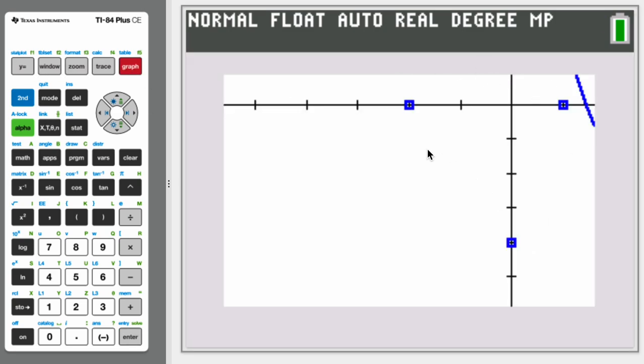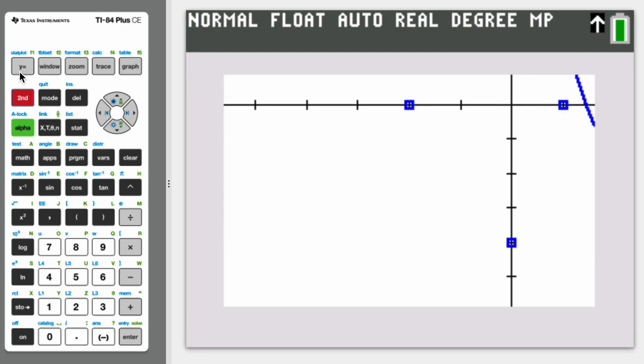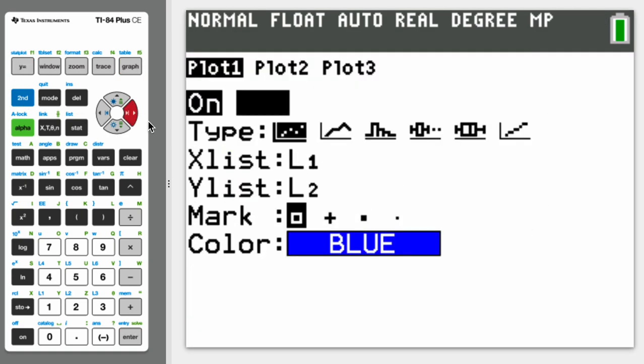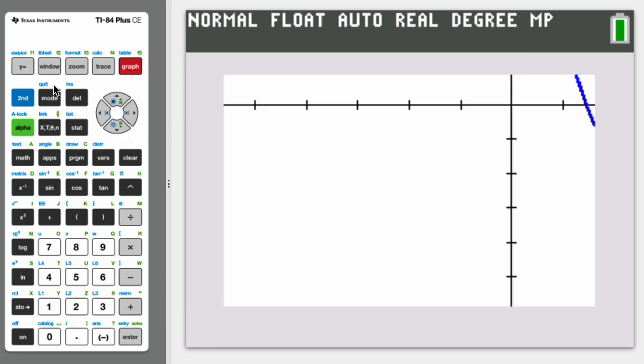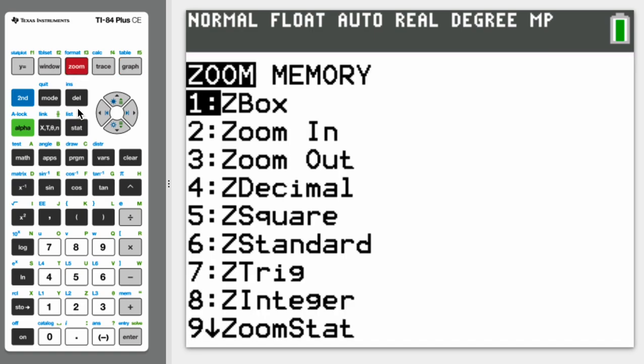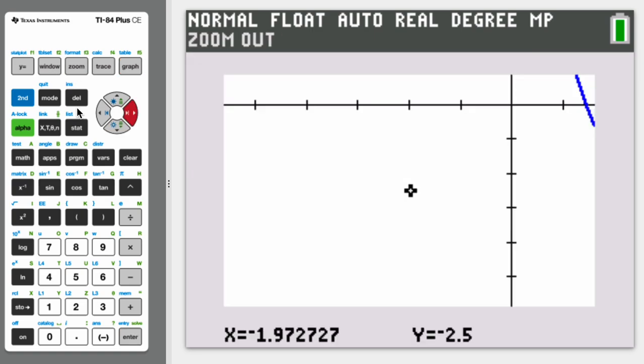Now you can see I've still got a stats plot on. So if you have some dots, you may need to just turn your stats plot off. If you don't, then you can ignore this step. And I obviously need to change my window. So I'm just going to zoom out. And I want to zoom out over this side of the graph.